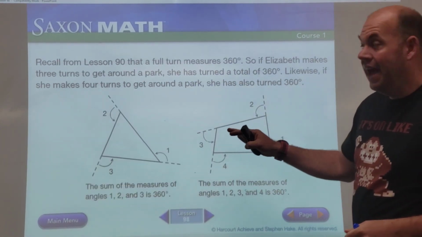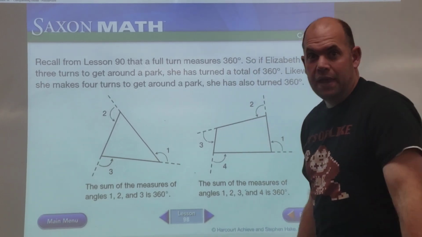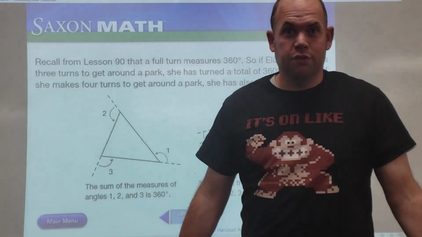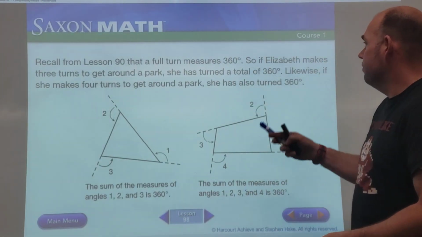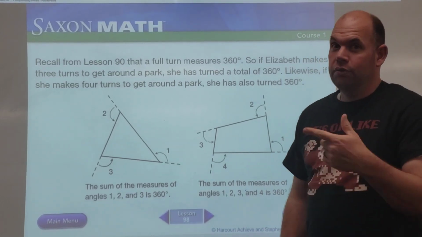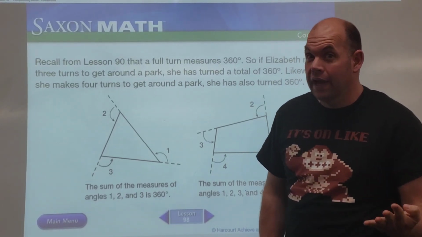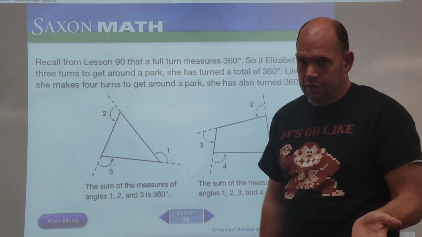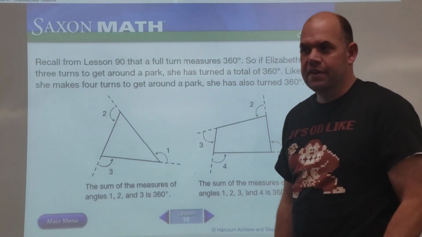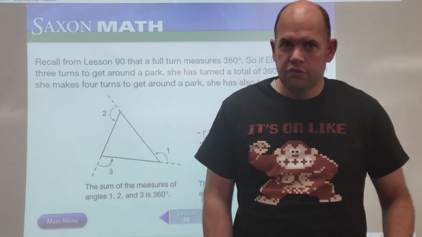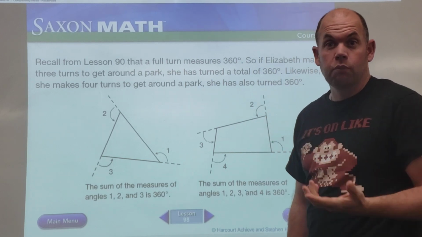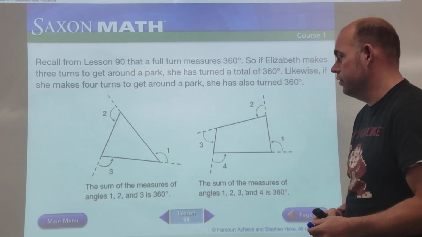So in lesson 90, we looked at making full turns, right? So if I turn all the way around, that's called a 360. If Elizabeth makes 3 turns to get around a park, she's turned a total of 360. Now, if she turns 4 times to go around a park, she's still turning 360. If she turns 8 times to get around a park, it's still 360. It doesn't matter how many small turns you make or big turns you make, going in one full circle or one full rotation is 360 degrees.